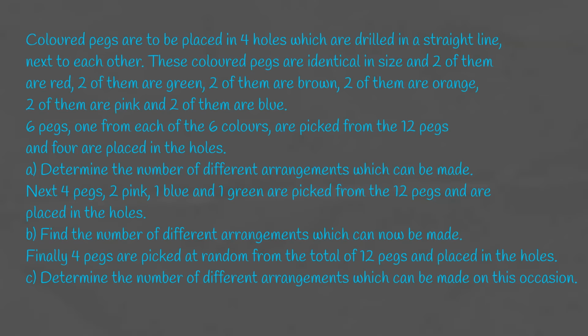So again, please pause the video if you want to read this question in full, but I'm just going to pick out the information as we need it. So we have 2 pegs of each of the colours red, green, brown, orange, pink and blue. Now we pick out one of each colour and we have 4 holes, and we choose 4 to go in these 4 holes. In how many ways can we arrange them?